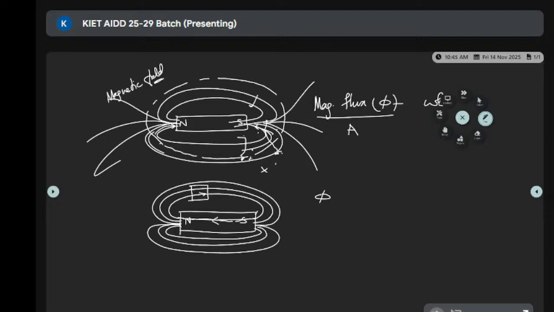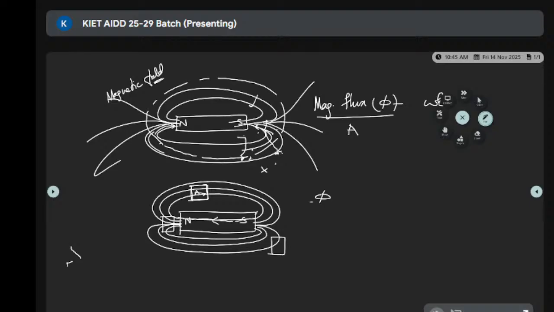I will take this area of cross section A, and here A. Is the area of cross section the same or different? Imagine the area of cross section is the same, A is the same. What is different? Here how many lines are passing? Same number of lines. Here only two lines are passing. Here one, here two, here three.